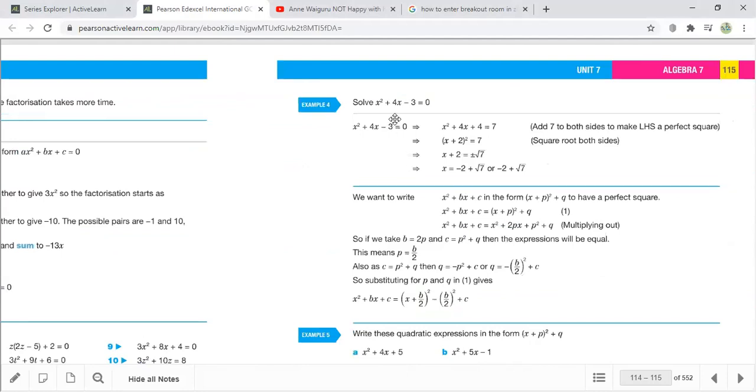So, we have this equation: x squared plus 4x minus 3 is equal to 0. This one is not in a position where we can factorize it. So, you're going to write it in a way that we add a certain value. B in this case is 4. So let's go to a blank page and work it out. 4x minus 3 is equal to 0.